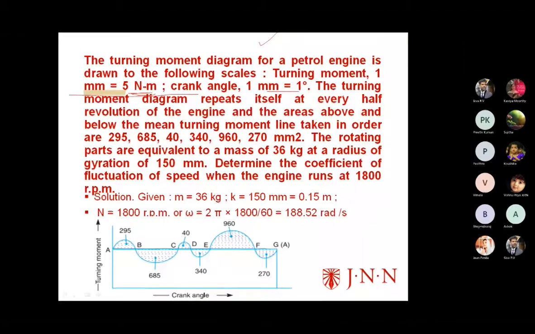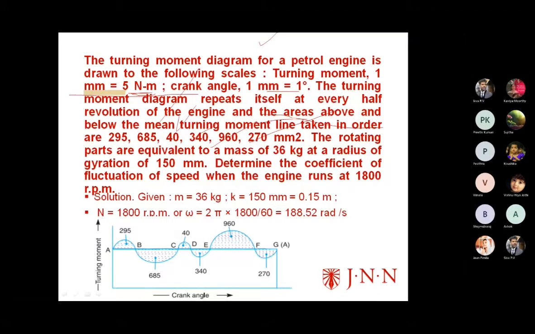The turning moment diagram must repeat itself at every half revolution of the engine, and the areas above and below the mean turning moment line, taken in order, are 295, 685, 40, 340, 960, 270 mm square. The rotating parts are equivalent to a mass of 36 kg at a radius of gyration of 150 mm. Determine the coefficient of fluctuation of speed, Cs, when the engine runs at 1800 rpm.